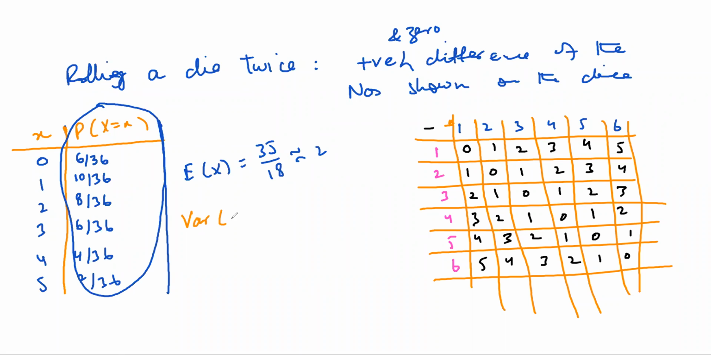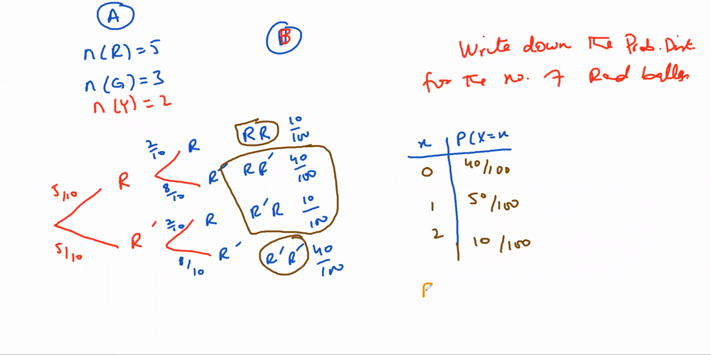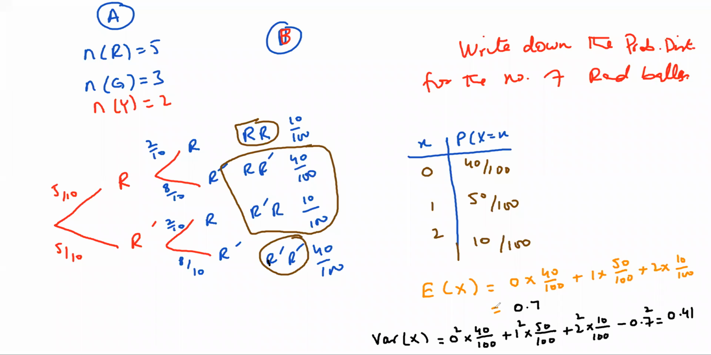This is the variance for this x, and you should find E of X, the expected number of red balls, and the variance of x. Please do that. Okay, so you have got the expected number of red balls, it is 0.7, and the variance of x is going to be 0.41. So I'm going to end this session here. See you in the next class where we are going to study permutations and combinations. Thank you very much.